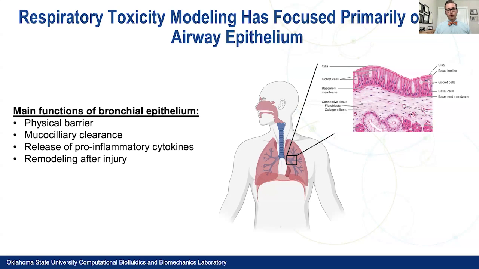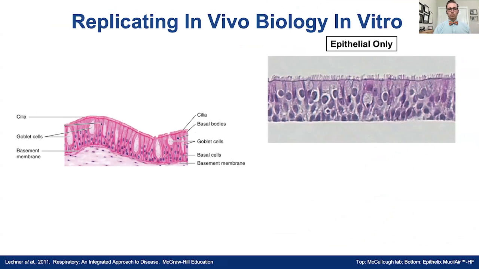And then the respiratory epithelium also coordinates the local immune response by secreting pro-inflammatory cytokines and plays a role, in concert with other cell types in the area, in orchestrating remodeling after injury. So we have a couple of nice advantages in the in vitro respiratory tox world.